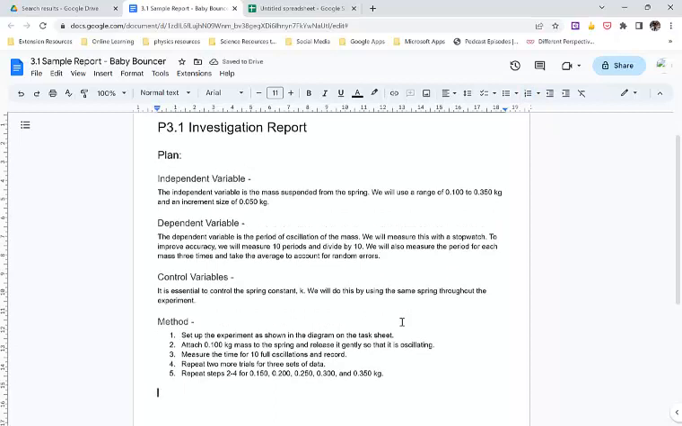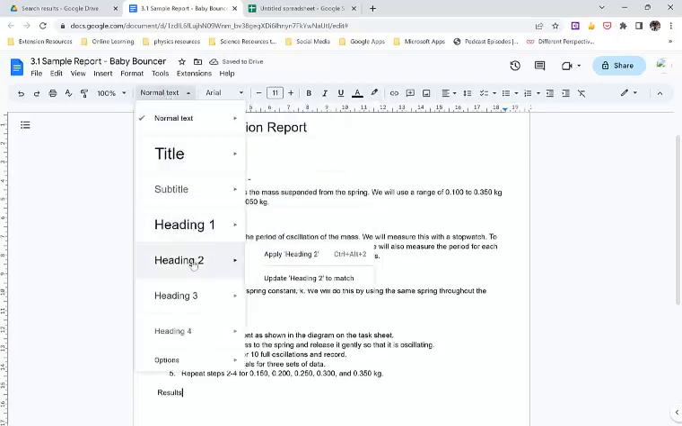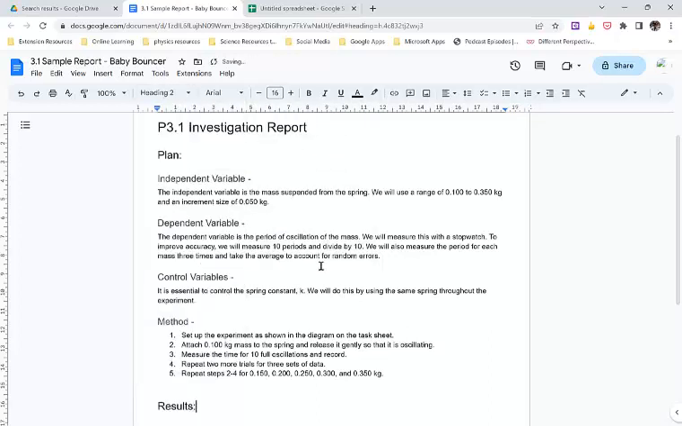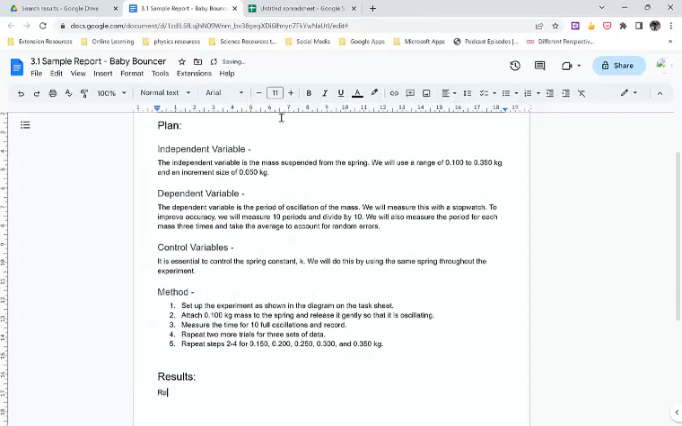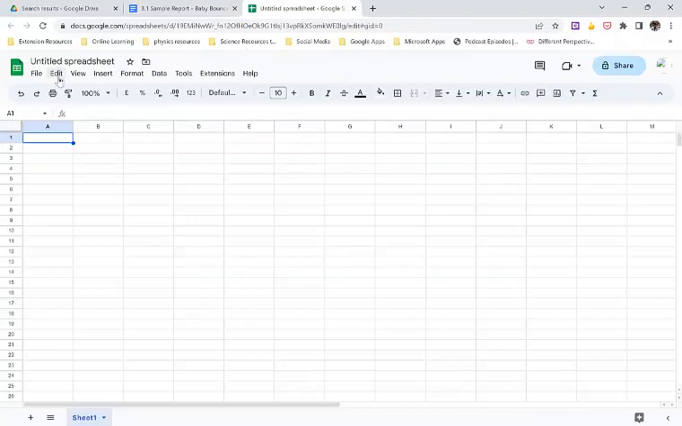Okay, now we want to put in our results and get our results table ready before we start actually doing the experiment. So raw data table, let's make it a heading 3. Okay, so to make our data table, we can call this P3.1 data table baby bouncer. The data table is basically always going to have the same structure for the raw data.